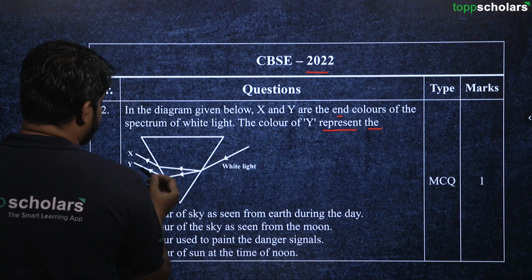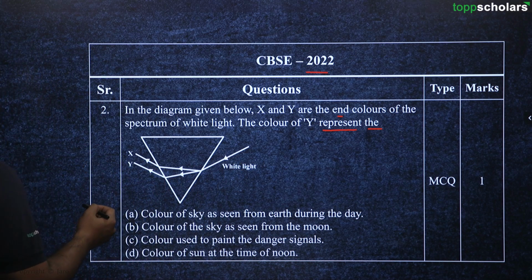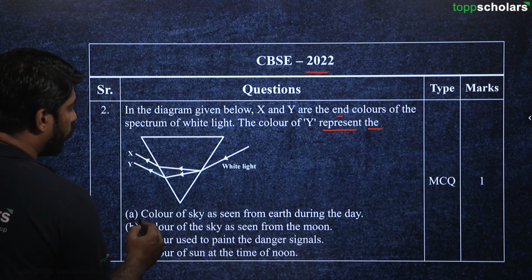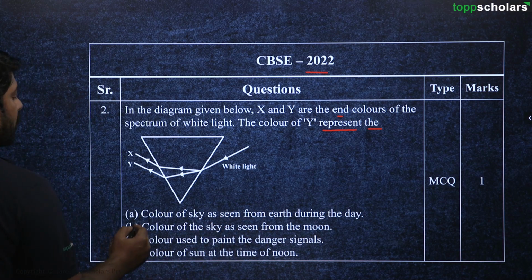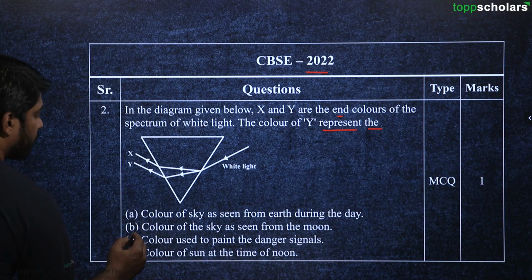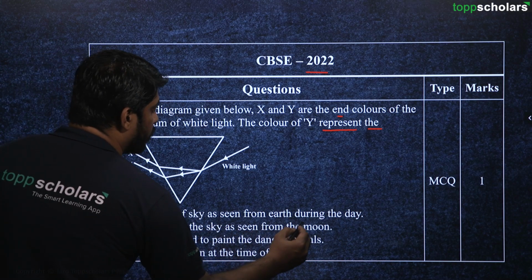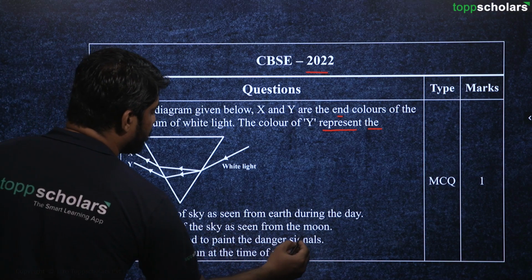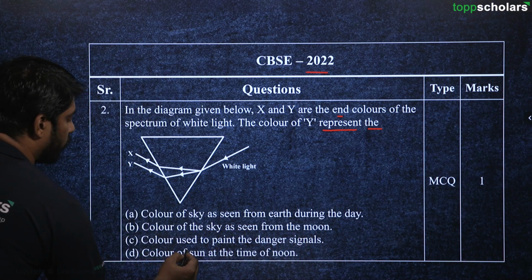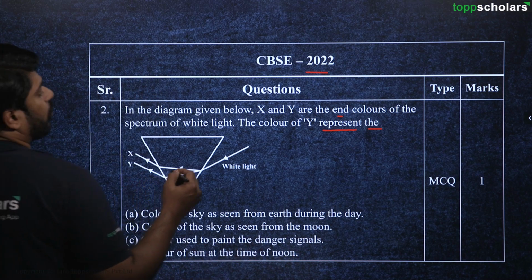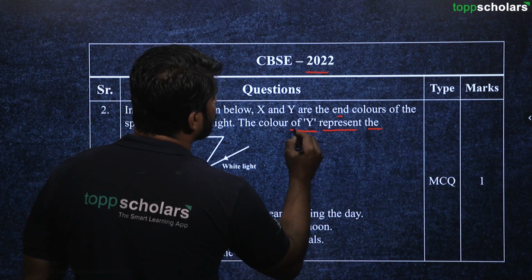So over here X and Y are representing the end colors, you can say extreme colors. Now here are the four options that are given. Color of the sky as seen from the earth during the day. Color of the sky as seen from the moon. Color used to paint the danger signals. Color of the sun at the time of the noon. So here we have to identify what is Y.